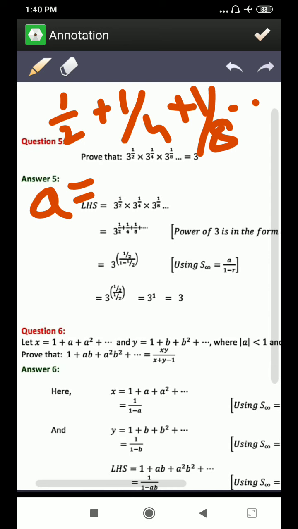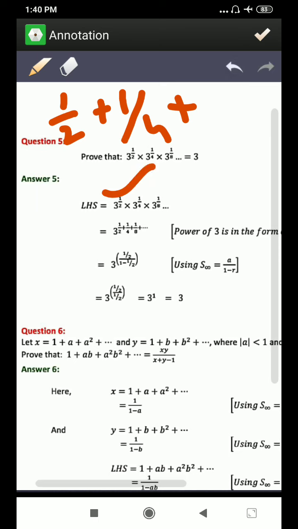So in this question it's quite simple. The main step is this: you must know this thing is equal to this, and whatever is there in the power of 3 you just calculate that using the infinite terms of GP, and that will come equal to 1. So the left hand side will become 3 raised to power 1.